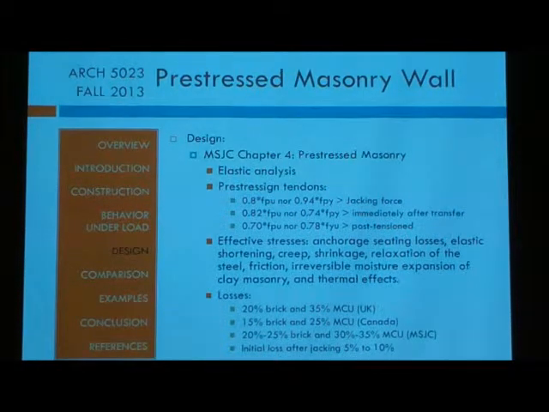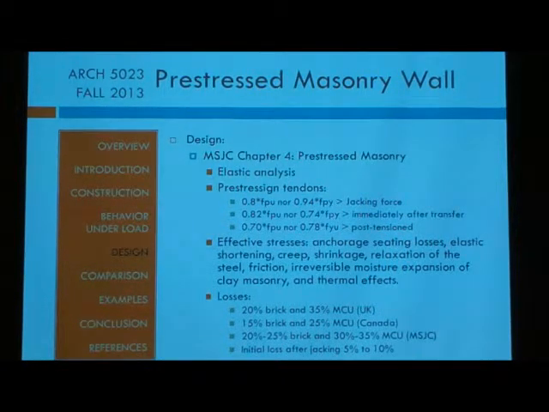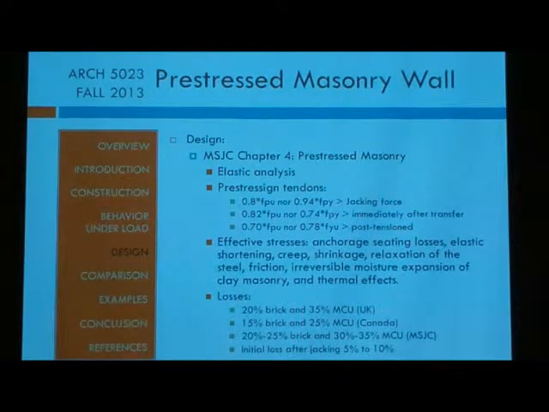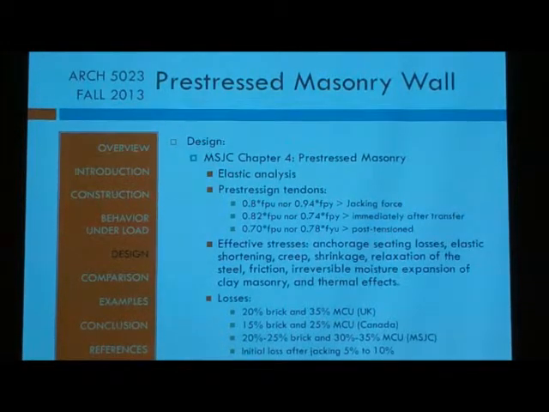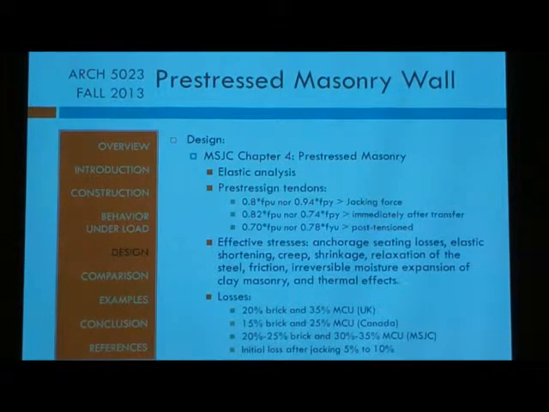That's the fundamentals of the design of pre-stressed masonry walls. In your code, in chapter number 4, you can get the guidance on how you're supposed to design it. And as I said, you do an elastic analysis. For your pre-stressing, these are the requirements. The jacking force, which is the force that you apply to the tendon, cannot be larger than 0.8 of the tensile strength, and it cannot be more than 0.94 of the yielding capacity of the steel. Besides, there are other requirements that you probably can look at on your own.